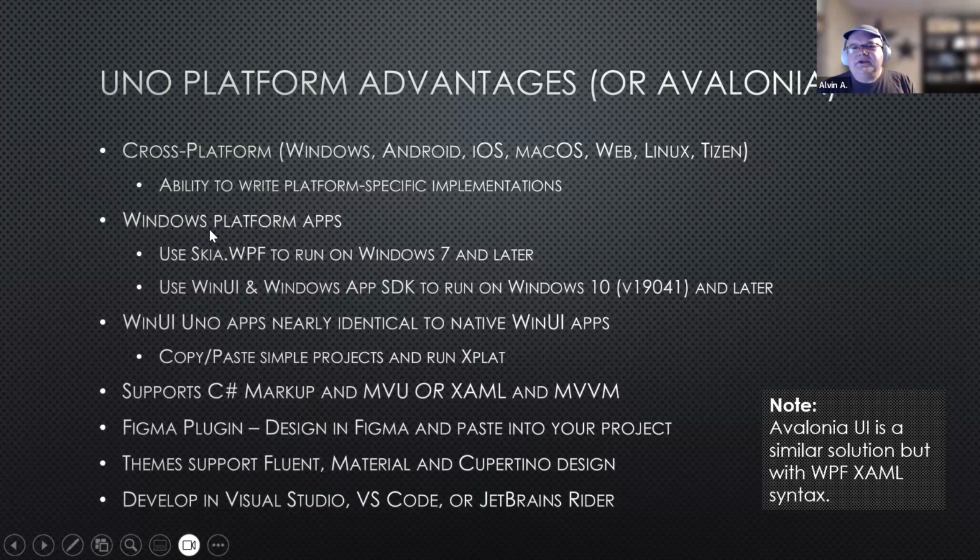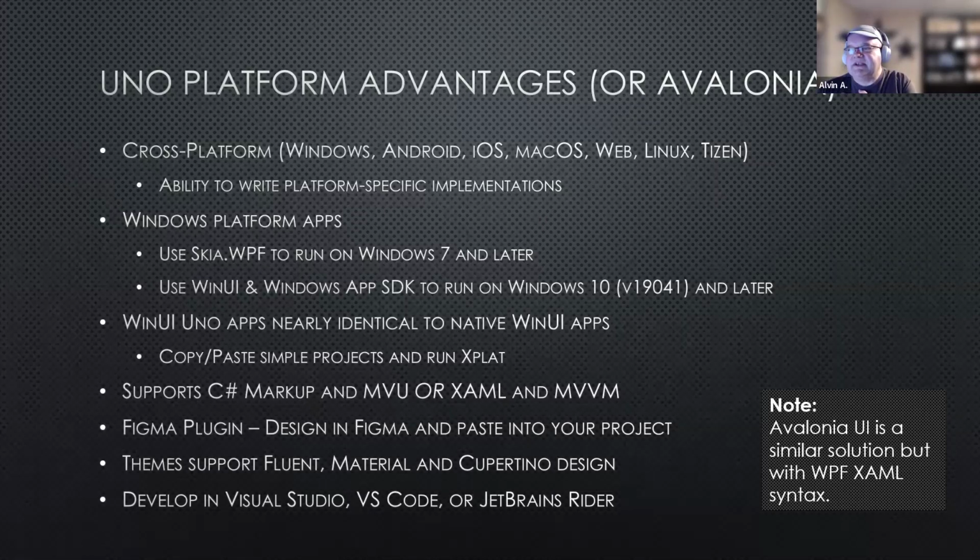When you target Windows with Uno, you can use Skia WPF to run on older OSs, but typically you want to select the WinUI and Windows App SDK version to run on Windows 10 and later. Version 19041, that's what WinUI supports out of the box. The WinUI Uno apps look almost identical to native WinUI apps. The code you can actually copy and paste from your WinUI project into an Uno project, and it should run most of the time. The only time you might need to change something is if you have different namespaces. If you named your project differently, you probably have to tweak your namespaces.